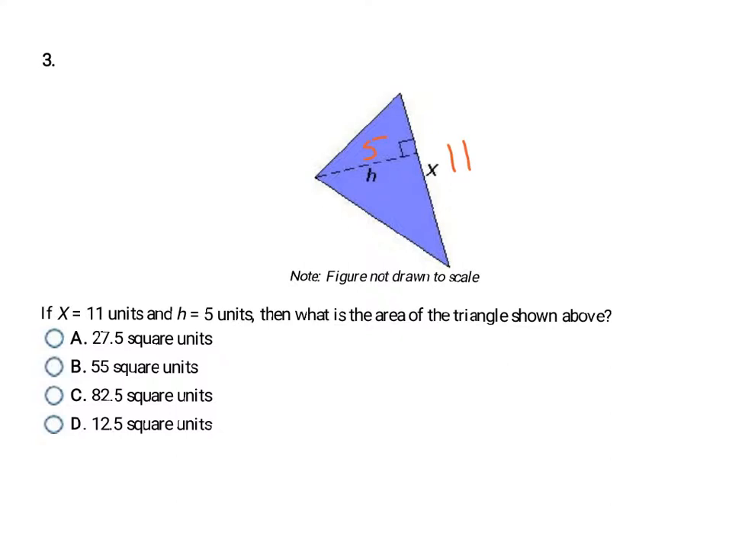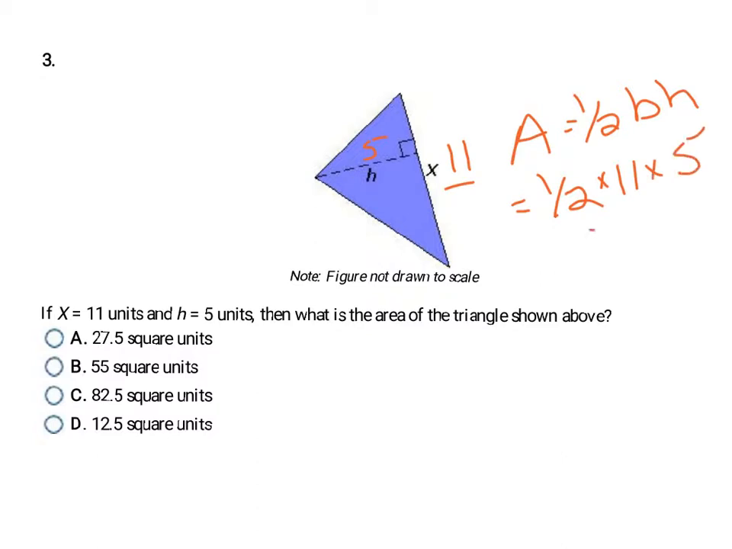The area formula of a triangle is 1/2 base times height. So here I'm going to have 1/2, don't forget that 1/2, times the base, which is 11, times the height, which is 5. So half of 11 is 5.5.